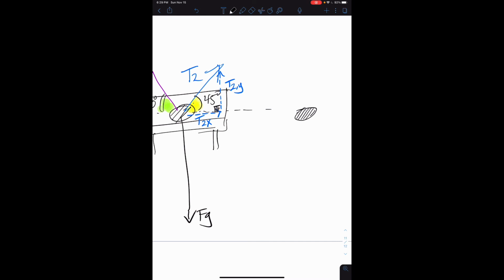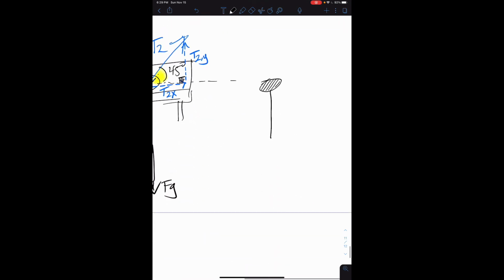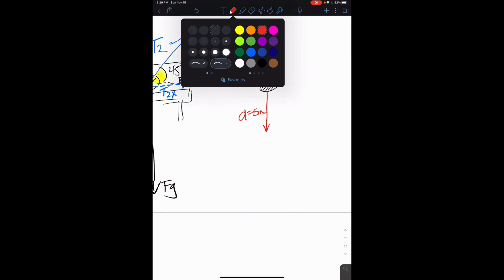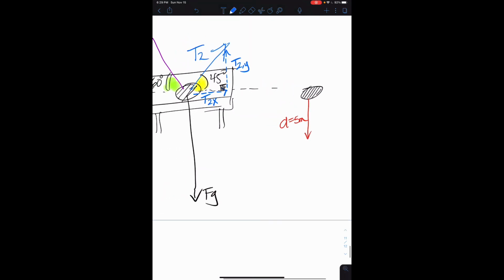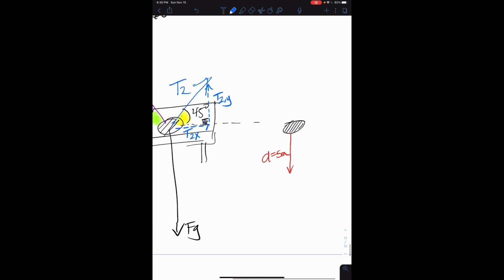T2y is the only part. I didn't draw the distance, and I think I drew distance in red, didn't I? Yeah, and it was the 5 meters. Okay, so let me get rid of that. Here you have D equal to 5 meters. And since only the parallel component does work, T2x isn't going to do anything, and T2y is going to do all the work. So we can just draw the important part, which is T2y, just about right there.